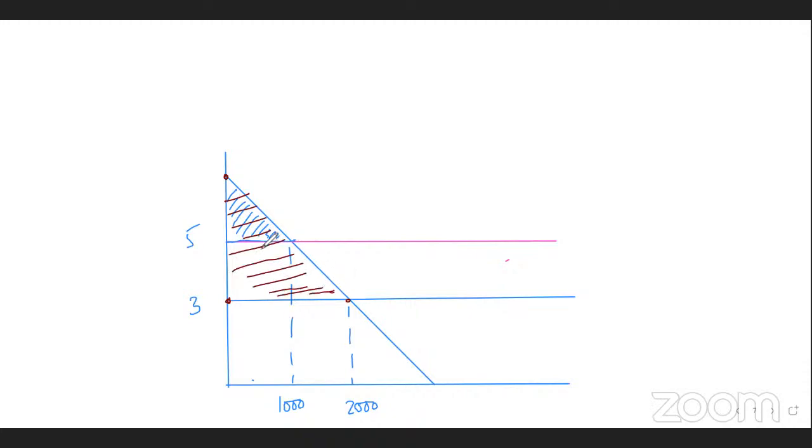Now, what it shows is that this trapezium is the additional increase in your consumer surplus. And that is what the question was asking: what is the resulting increase? Now, what's the area of the trapezium? To calculate the area of the trapezium, the formula is half into height into sum of parallel sides. How much is the height? 5 minus 3, which is 2. What are the two parallel sides? One side is 1000 and the other side is 2000.